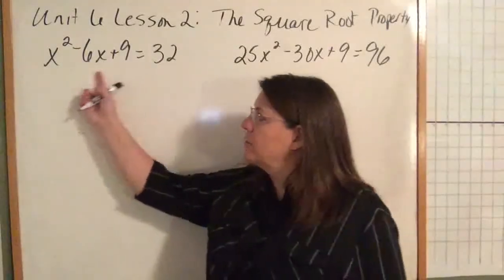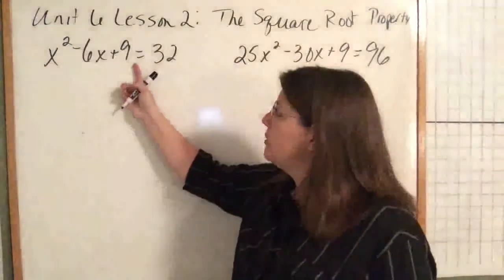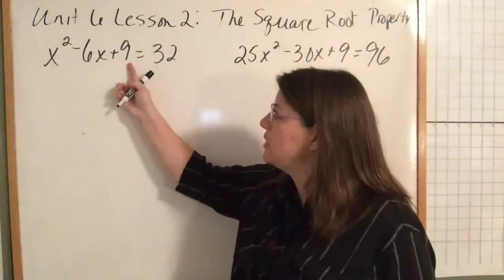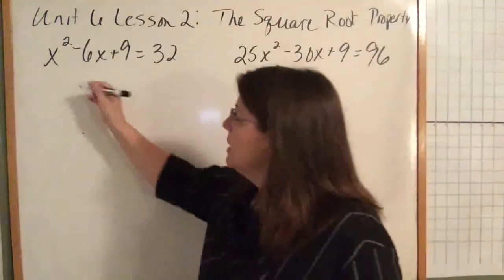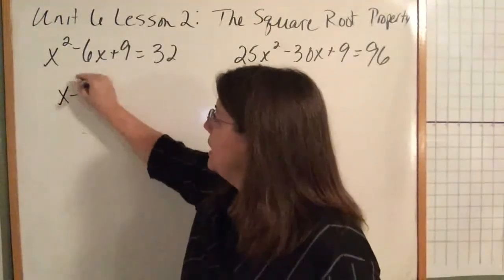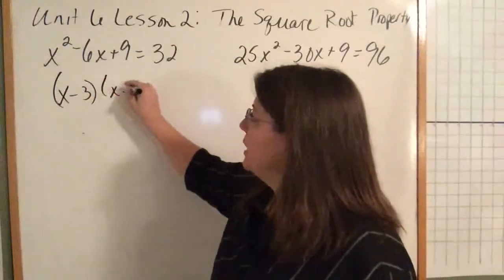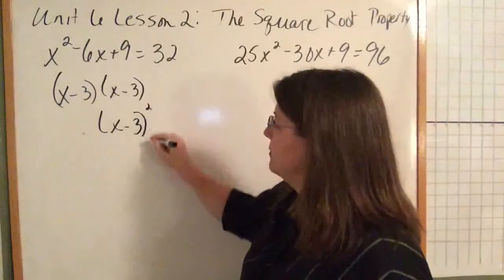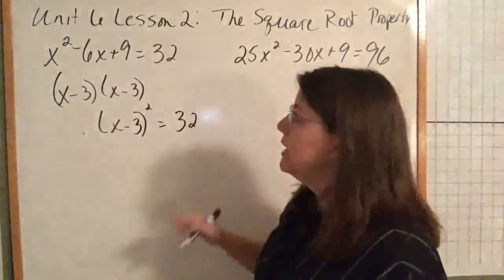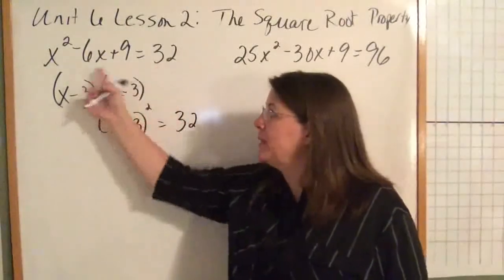In this one, let's look and see if this is a perfect square trinomial. The square root of 9 is 3, and 2 times 3 is 6. So that is a perfect square. We can factor it. That's x minus 3 times x minus 3, which we know is x minus 3 squared, equals 32.